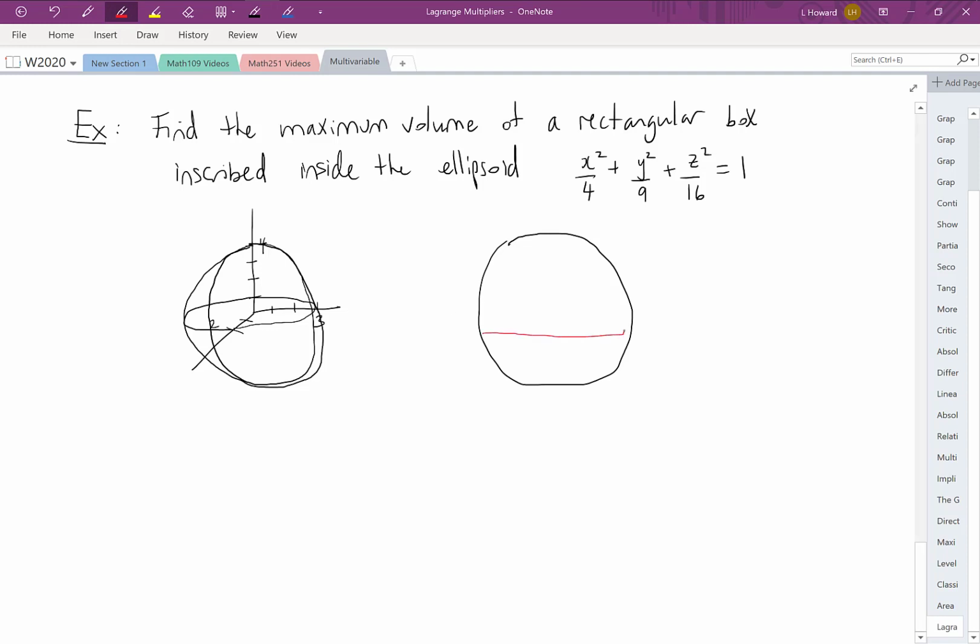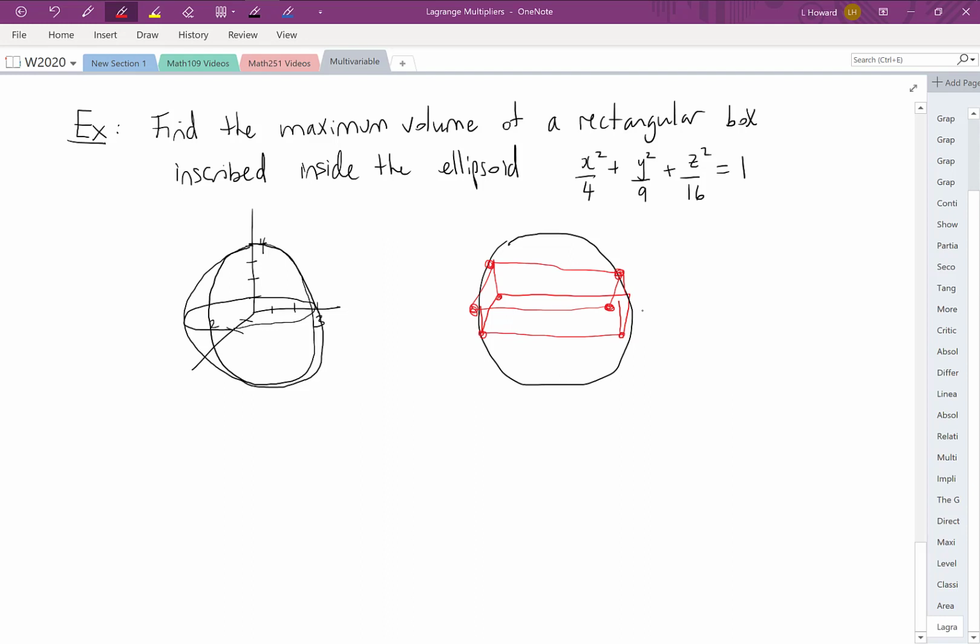sitting inside this ellipsoid. So let's say a rectangular box might look something like this. This is just a very rough drawing, but what I want to emphasize is that the corners would be sitting on the surface of that ellipsoid. If they weren't, then that would suggest that you could make the box slightly bigger to fit a bigger rectangular box inside there, and definitely the corners should not be extending beyond the surface of the ellipsoid.